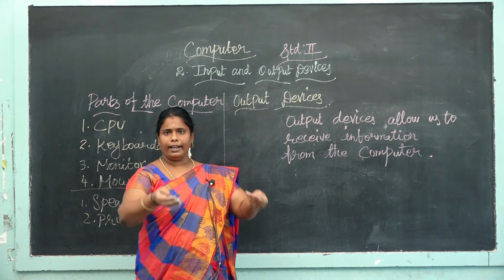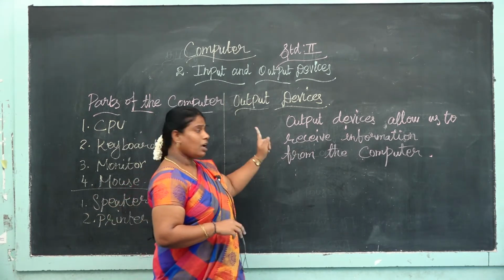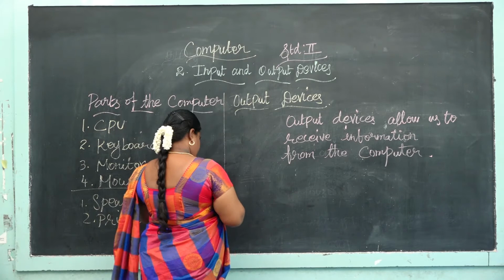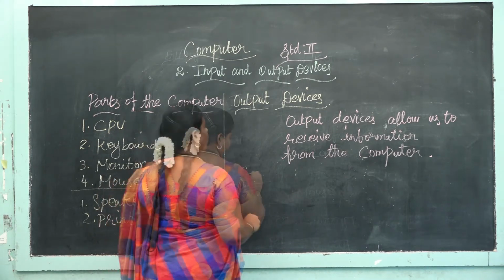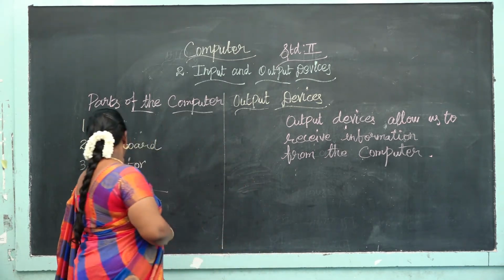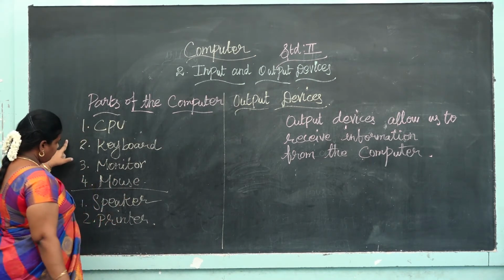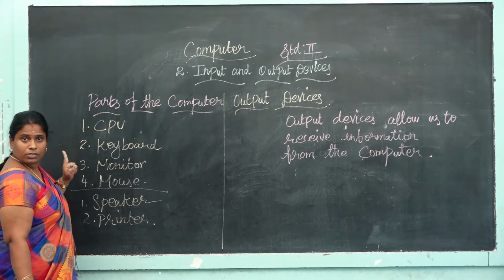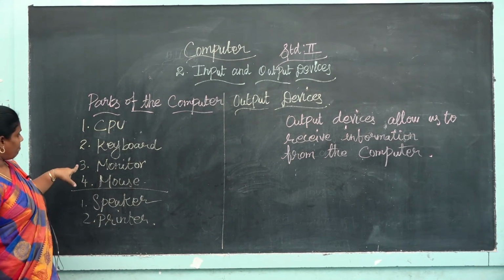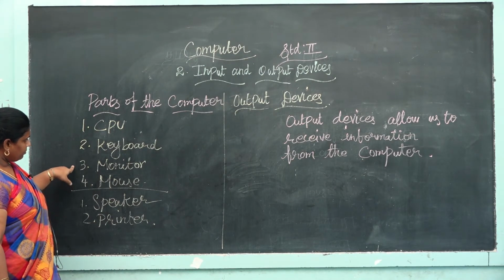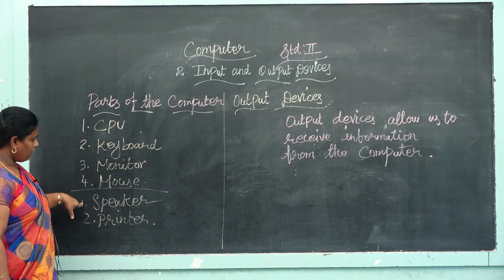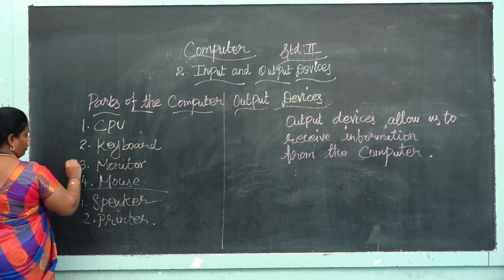Computer la irundhu ella information vaangi vechukom. This is output devices. What are the output devices? First one, can you guess? Monitor, then speaker, printer.